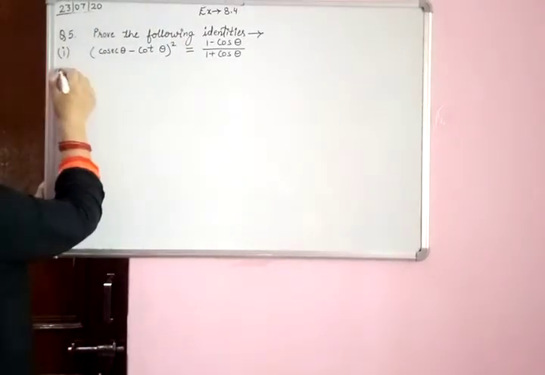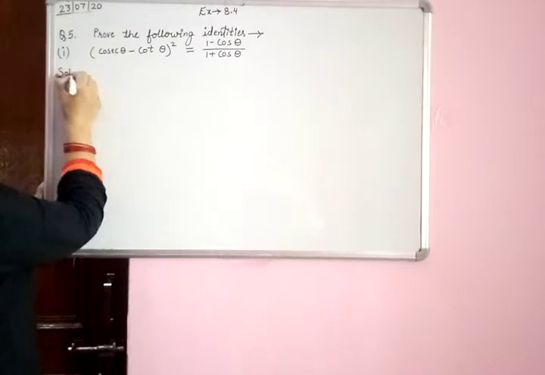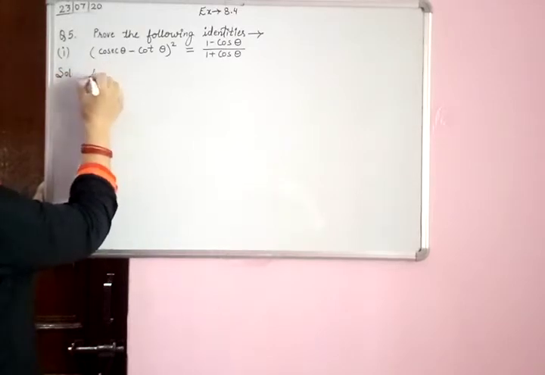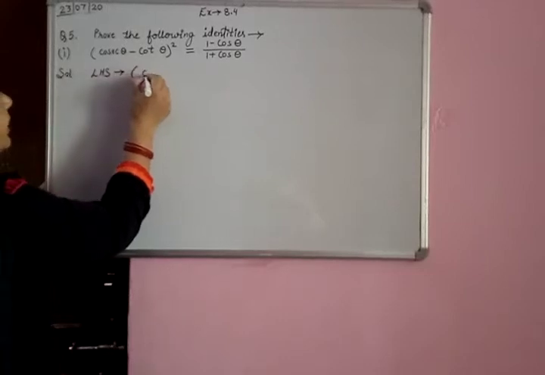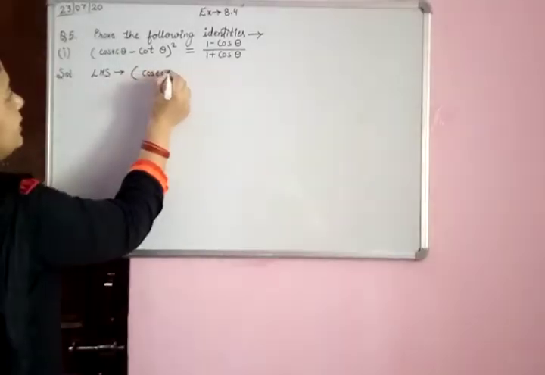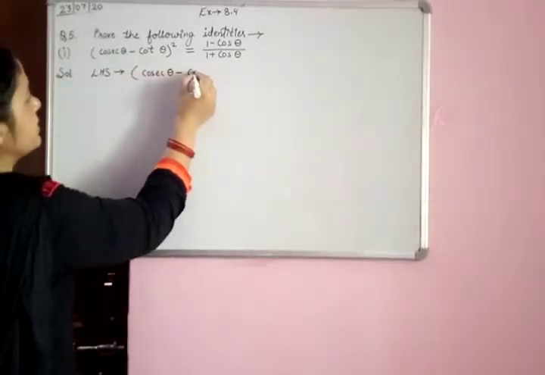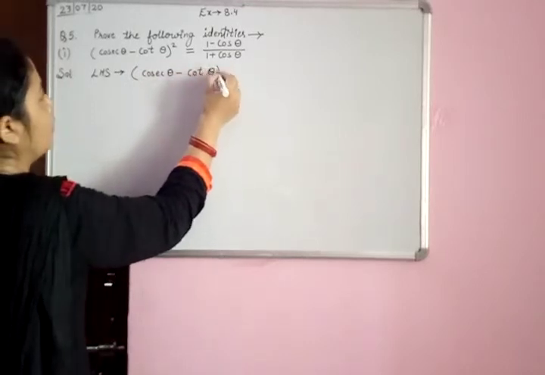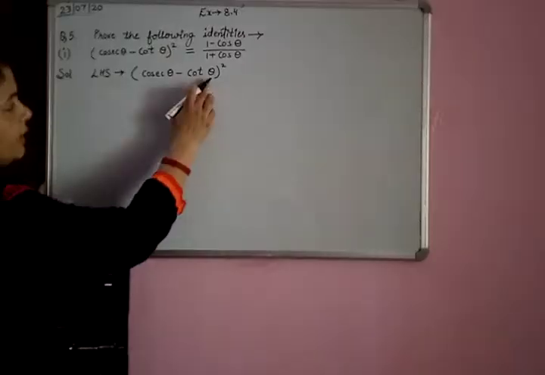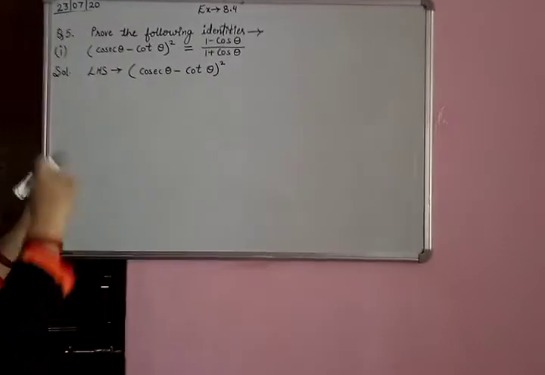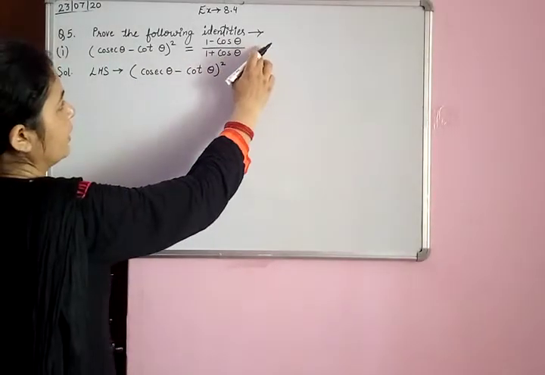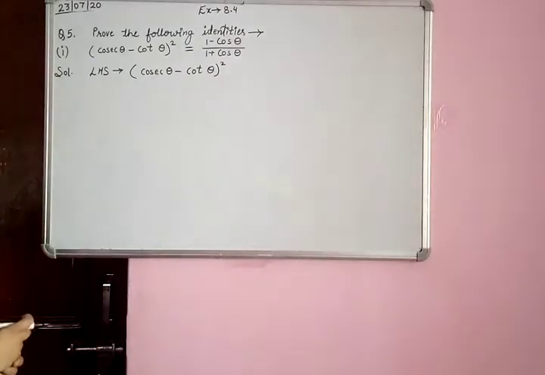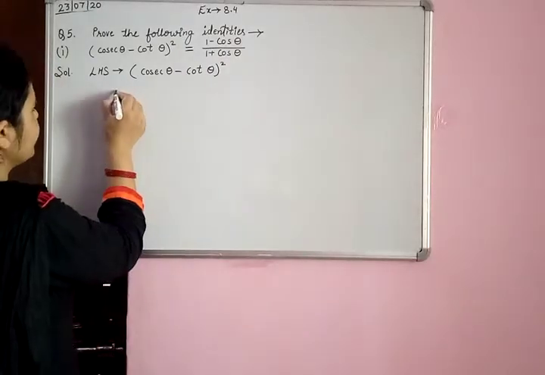Solution of first part is, first we take left hand side. Suppose here I am taking left hand side. So left hand side is (cosec theta minus cot theta) whole square. Here theta is an acute angle. Okay. Now we have to prove this is equal to (1 minus cos theta) upon (1 plus cos theta). Okay. So let's simplify this.